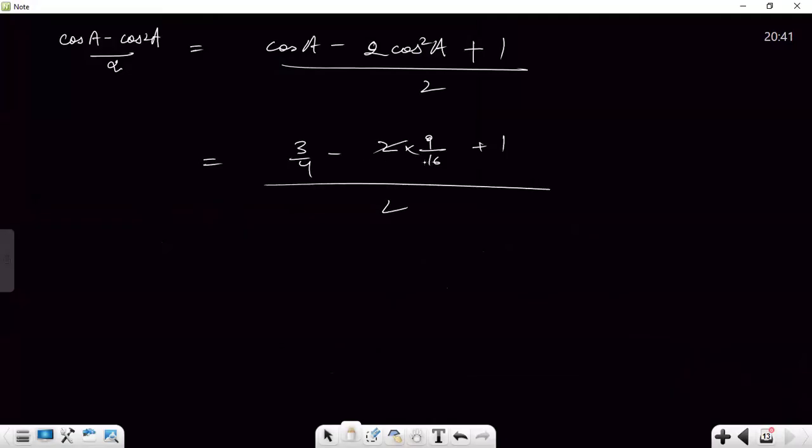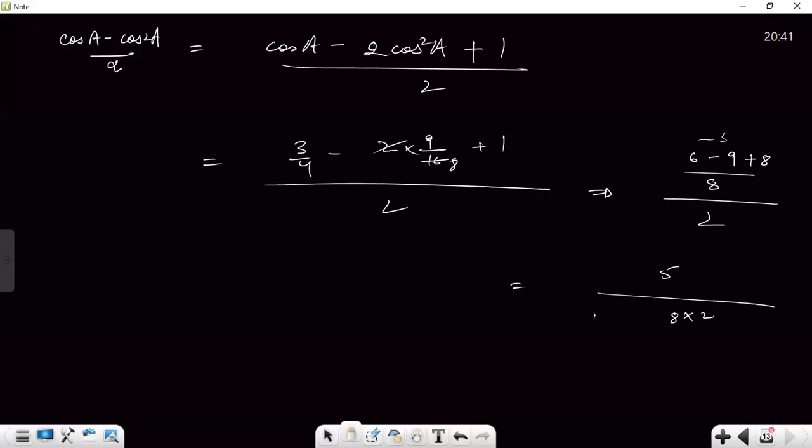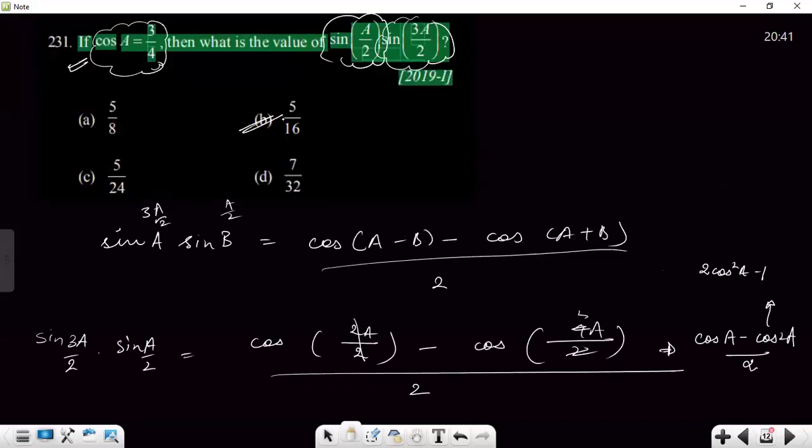2 cancels with 16 to give 8. 8 is the LCM. So 3 times 2 is 6, minus 9, plus 8. 6 minus 9 plus 8 is 5. So the answer is 5 by 16. Answer is 5 by 16.